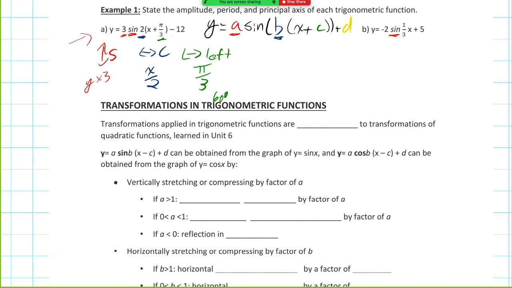And then finally, negative 12 is our d value. And that's actually going to have a vertical translation downwards. We're going to say downwards because that's vertical, 12 units, or negative 12, we could say.